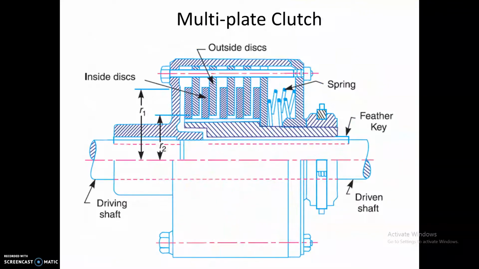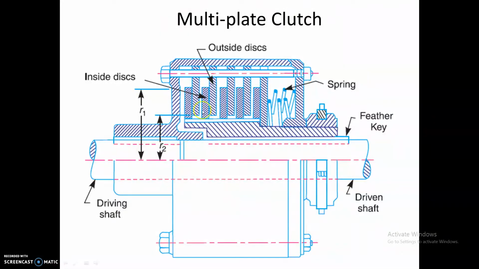Now in the case of a multi-plate clutch, instead of a single plate, a number of plates are used. It is a modification of the single plate clutch where the number of friction plates and friction surfaces is increased. Due to the increased friction surfaces, the torque transmission capacity of the clutch increases with size remaining fixed. Alternatively, the size of the clutch is reduced for the same power transmission as a single plate clutch. The multi-plate clutch is shown in figure.